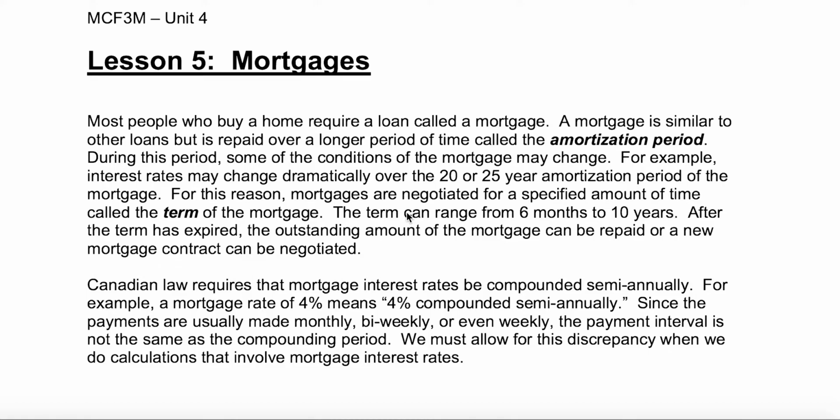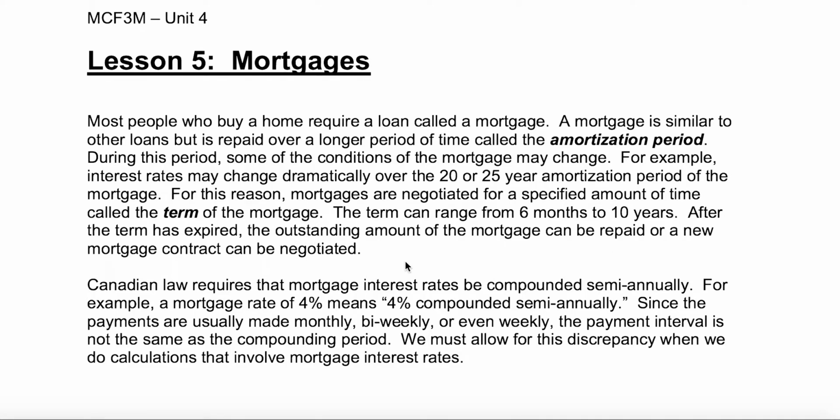This is called the amortization period. A typical amortization period might be 20 or 25 years that you would have this mortgage that you pay. For this reason, mortgages are negotiated for a specified amount of time called the term of the mortgage. Typical terms might be 3 or 5 years.